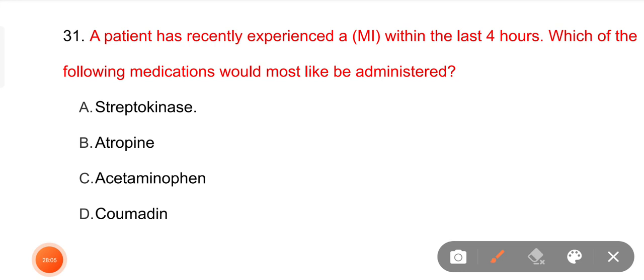The right option is streptokinase. Streptokinase is the drug of choice in the case of a patient within 4 hours of myocardial infarction.